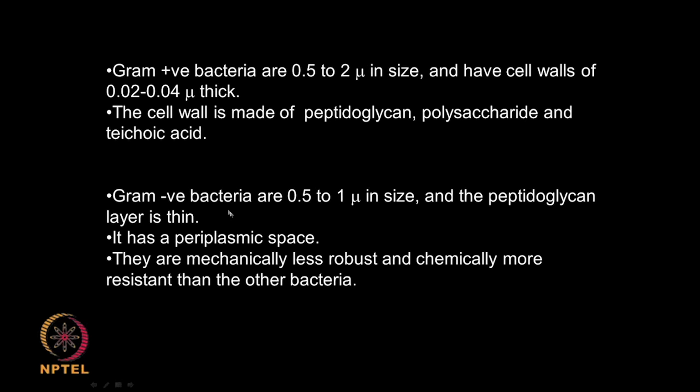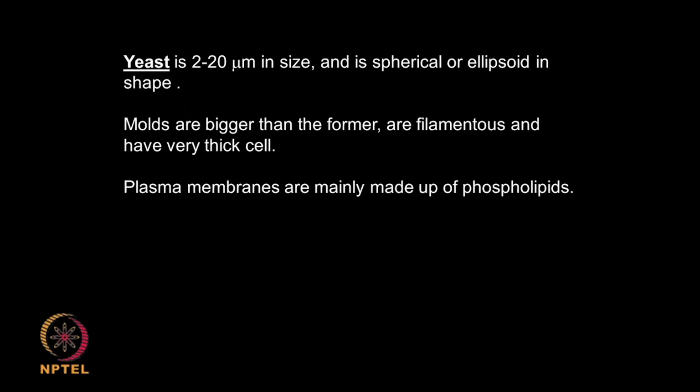So if I use mechanical techniques to break the cell wall, gram negative will break faster because the peptidoglycan layer is thinner, whereas chemically they are much stronger. So mechanically gram positive is much stronger, chemically gram negative is much stronger. Depending upon the type of bacteria which you try to process, you can go into either a mechanical method or a chemical method.